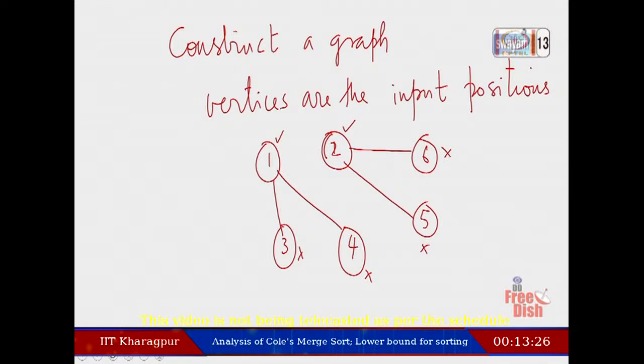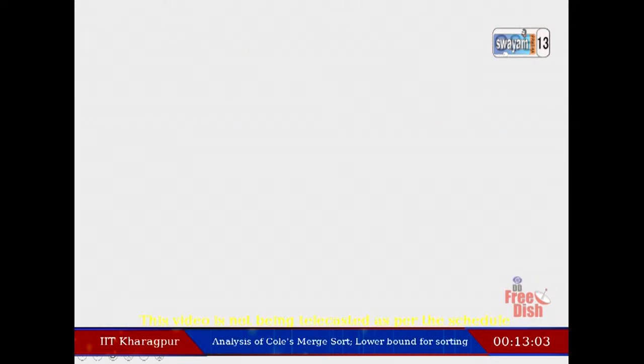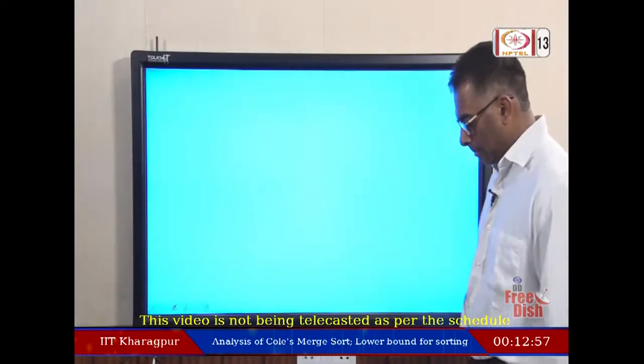For example, if we were to add 3 to the maximal independent set, then there would be a conflict between 1 and 3. So 3 cannot be added. Similarly, 4 also cannot be added. Therefore, 1, 2 is a maximal independent set of this graph. Of course, there could be multiple maximal independent sets for a given graph. So what we have done is to construct this graph based on the algorithm that you have given, and then we have formed a maximal independent set of this graph.